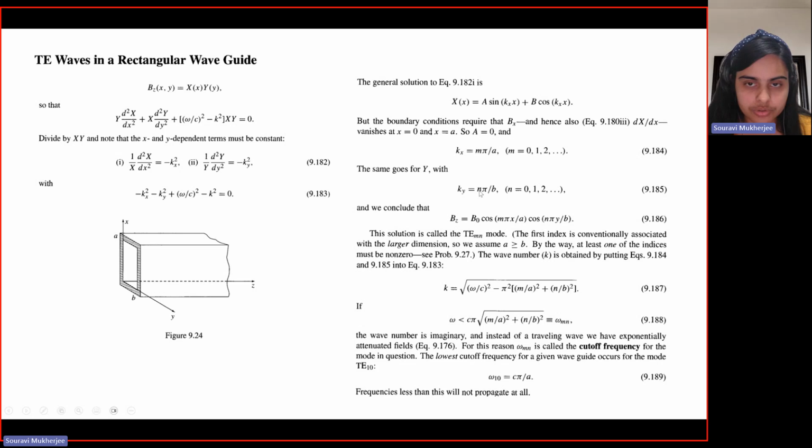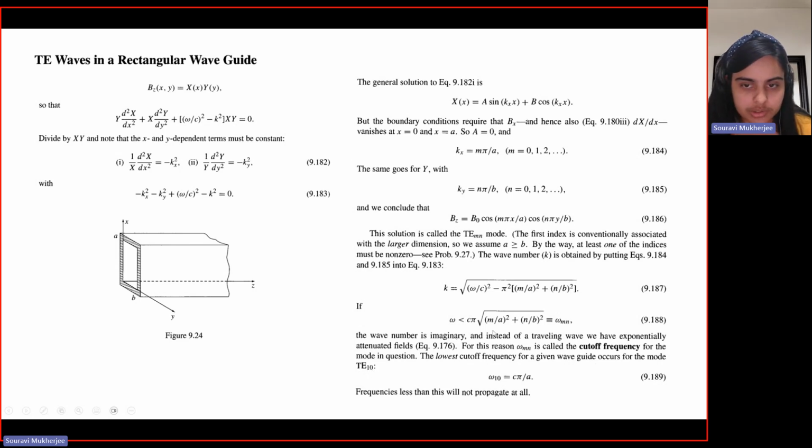Here n corresponds to the y direction, m corresponds to the x direction, right? Now if a is greater than b, and you just consider m equal to 1 and n equal to 1, then pi by a will be smaller than pi by b, right? So that means the lowest cutoff will be for the case where you make the mode value corresponding to the smaller dimension go to 0, while the other is just 1, the first non-zero value. So the lowest cutoff frequency will be TE10.